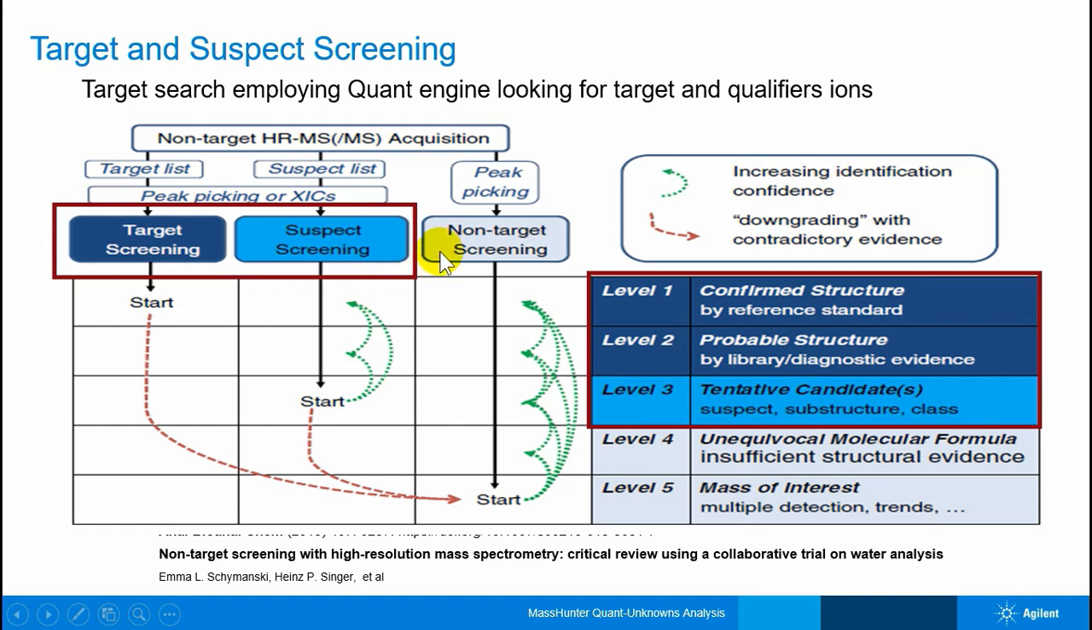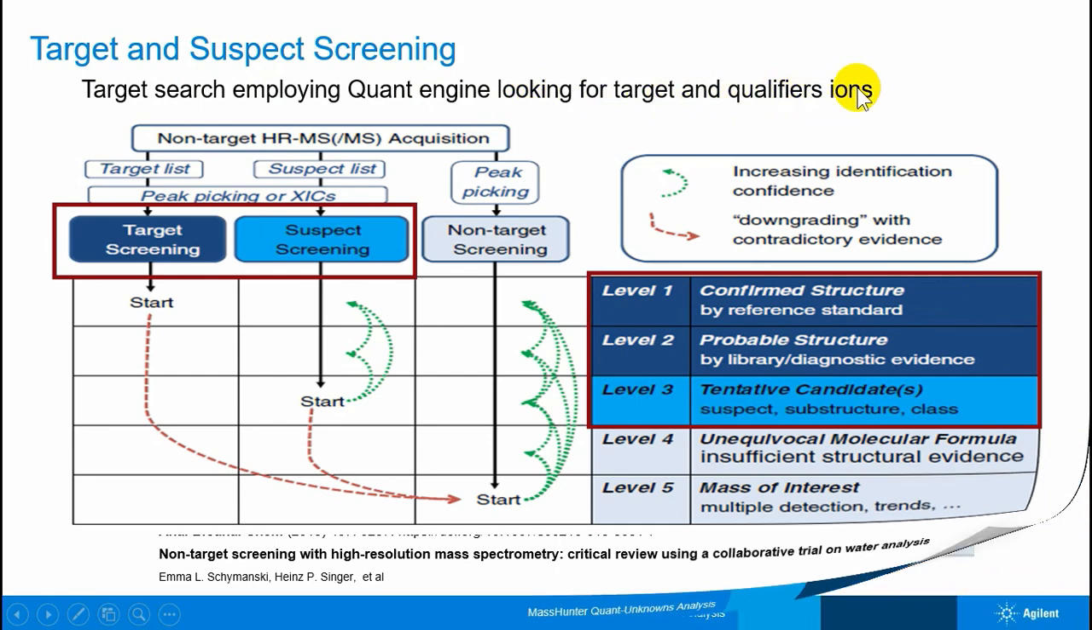Target screening and suspect screening happen in the same application, Quant, and with the same injection. Now, there's a difference between the target and suspects in terms of confidence, largely because the target has a standard and therefore a calibration curve, whereas the suspect does not have that same certainty in terms of confirming the compound.